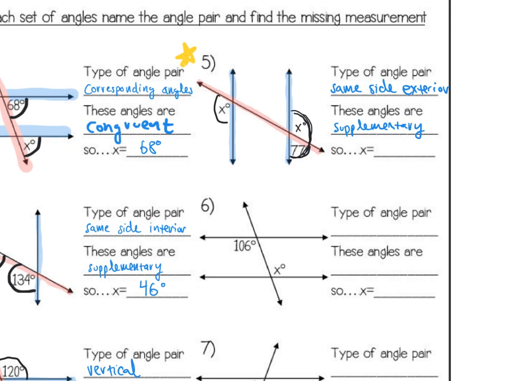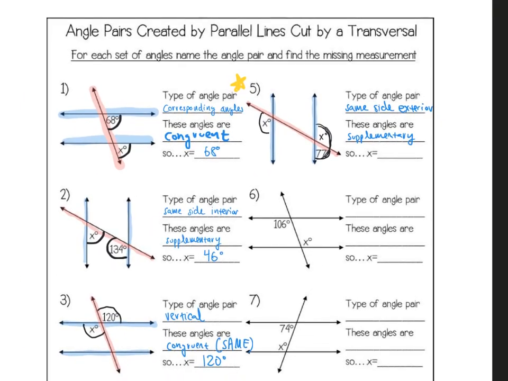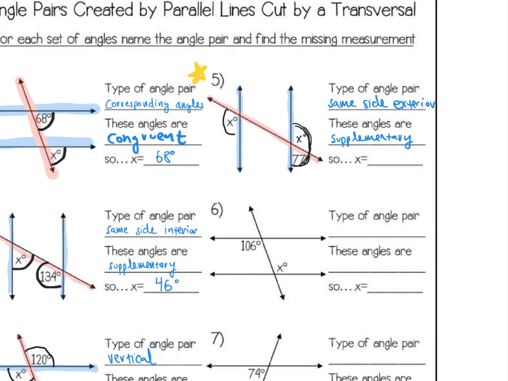Anytime I have 2 angles that are supplementary, they add up to 180. I just subtract the known angle from 180, and I'm going to find the missing angle. So if I do 180 minus 77, you get 103. So x is equal to 103 degrees.